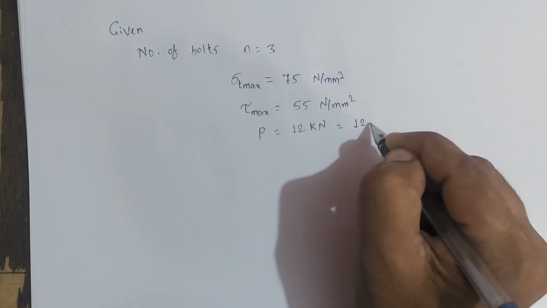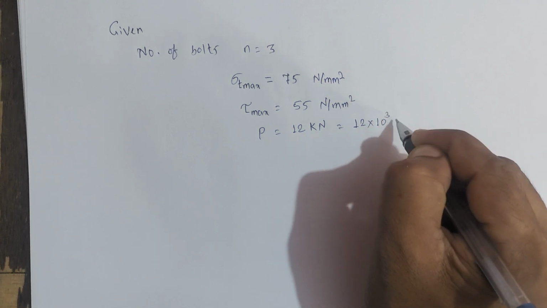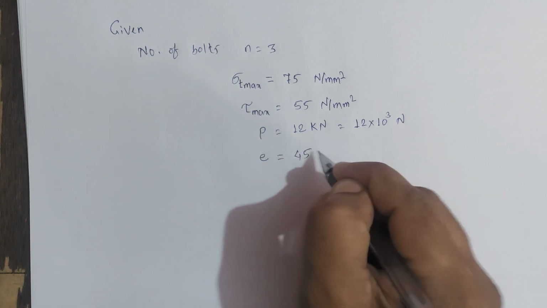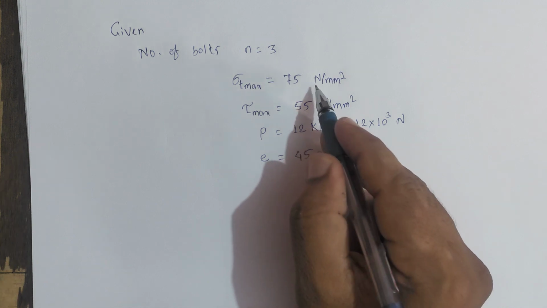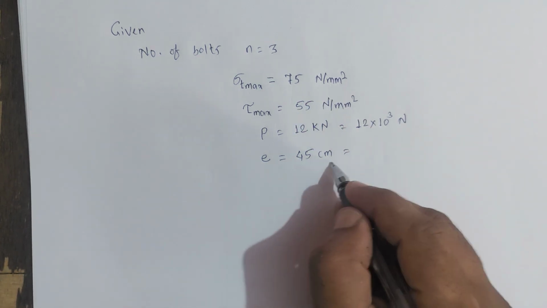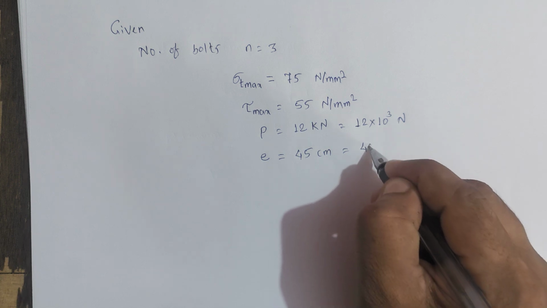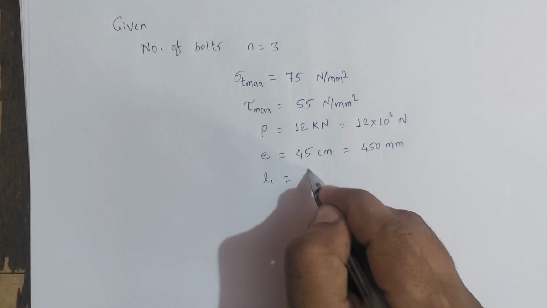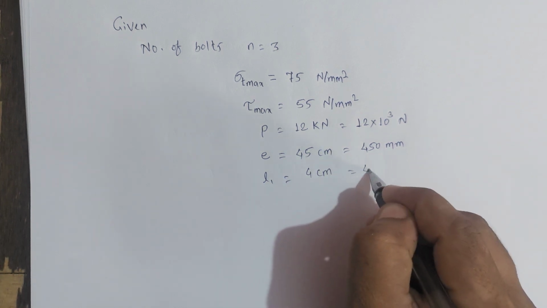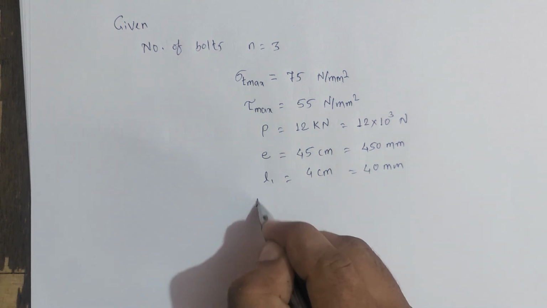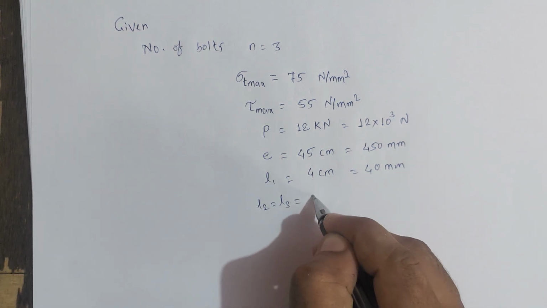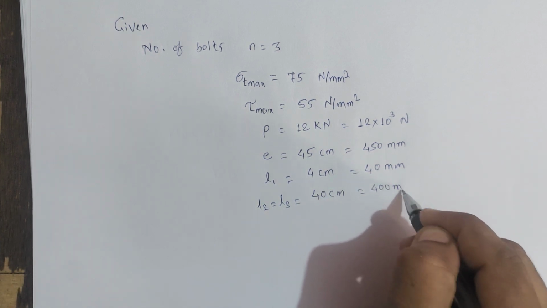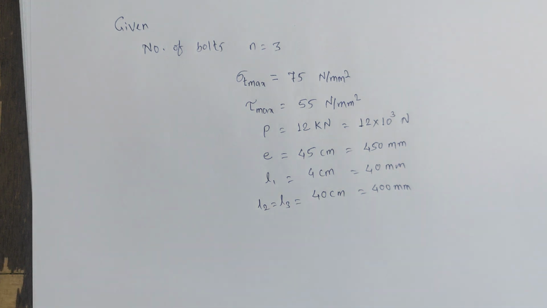So convert this kilonewton into Newton. So 12 into 10 to the power 3 Newton. Eccentric distance is given, 45 centimeter. As stresses are in Newton per mm square, convert this centimeter into mm. So that is 450 mm. L1 is equal to 4 centimeter, which means 40 mm, and L2 and L3 are given 40 centimeter, which is 400 mm. So these are the given values.